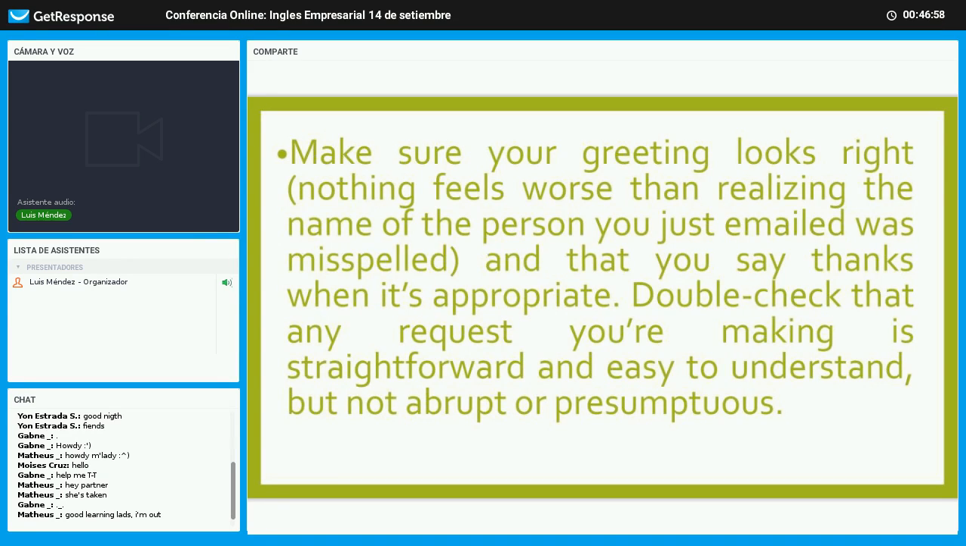Make sure your greeting looks right, for example. Check the spelling of the name of the person. Say thanks when it's appropriate. That's what I mentioned before. When it's appropriate, not necessarily all the time. And double check that any request you're making is straightforward and easy to understand, but not too abrupt and presumptuous. Okay? Try to make it formal. Try to make it polite so the person doesn't feel overwhelmed or doesn't feel that you're being rude or that you're trying to obtain something at any cost. Okay?